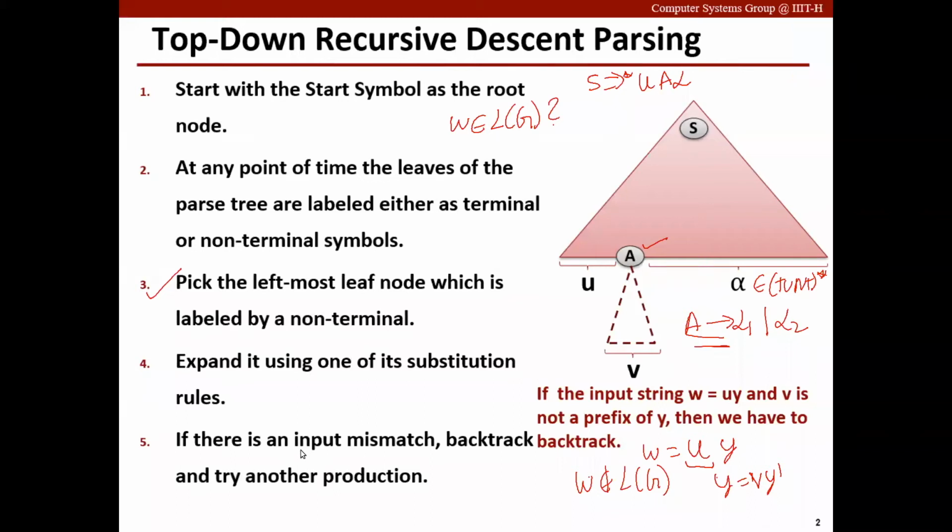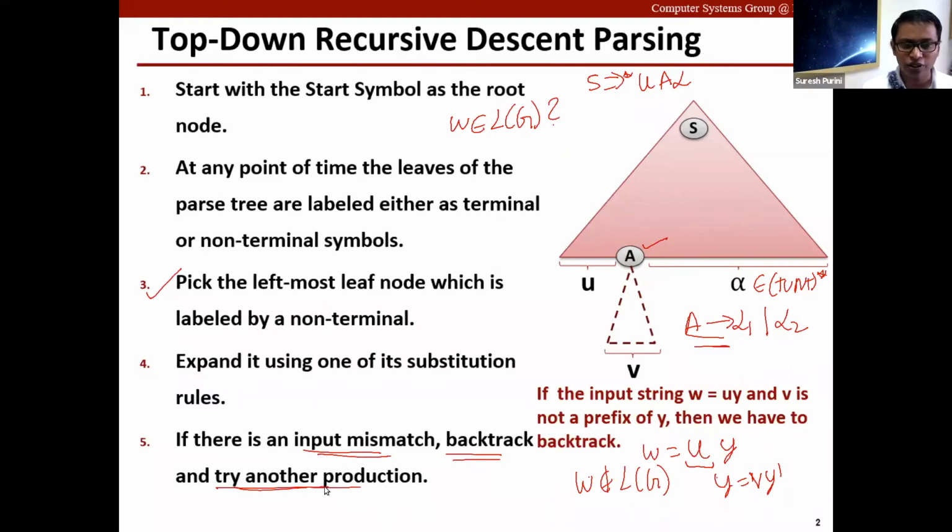So here is the thing. If there is an input mismatch, backtrack and try another production. So this is the strategy in top-down recursive parsing. This is the approach that we have seen in the last class.